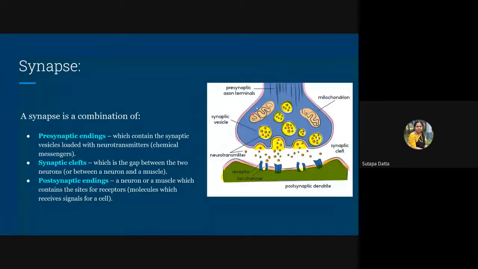That means whenever there is a stimulus or action potential coming along the axon terminal, it will release the inner content of the synaptic vesicles, that is neurotransmitters, in the synaptic cleft. And upon release, the neurotransmitters specifically bind with the receptors present on the postsynaptic membrane. So there might be a chemical coordination between these three structures.